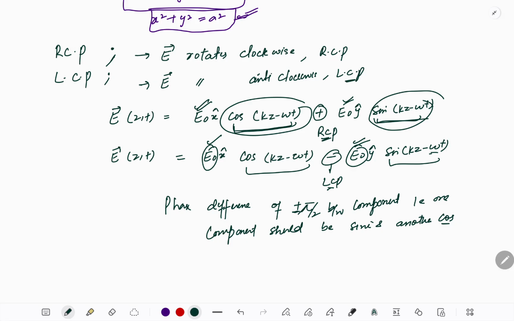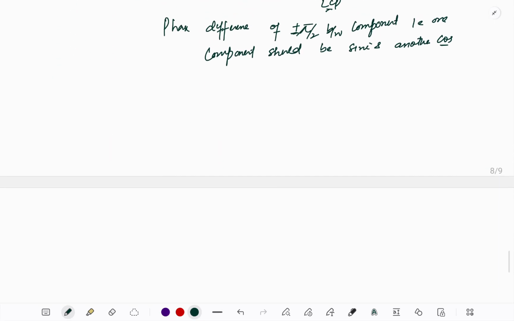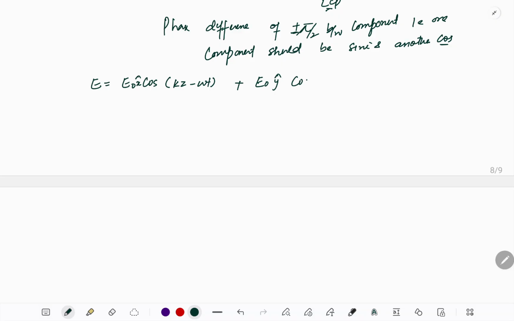If a plus sign is between, then it is right circular polarization. If a negative sign is in between, then it is left circular polarization. I'll explain why it is right and why it is left circular polarization. So basically, see, if we have an equation E equals E naught cos of kz minus omega t x cap, and we have plus E naught y cap cos of kz minus omega t. See, initially we can make a small table here.